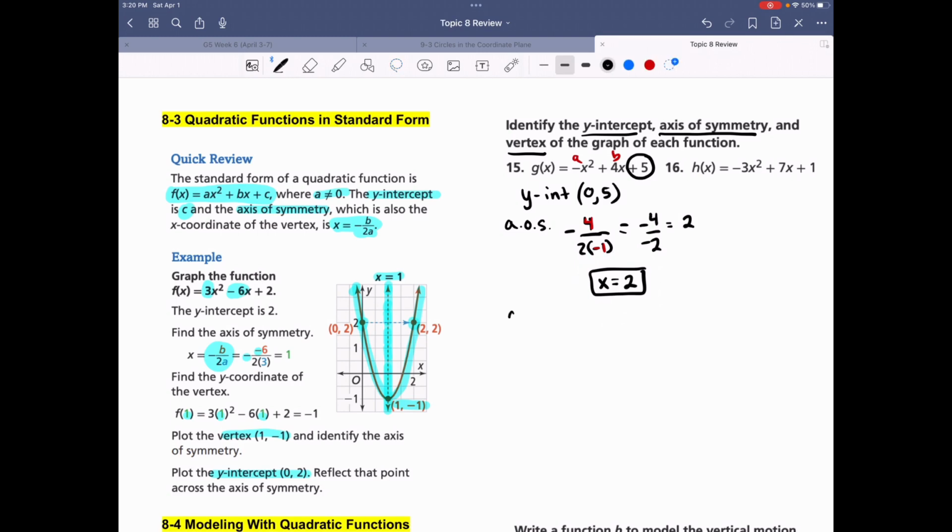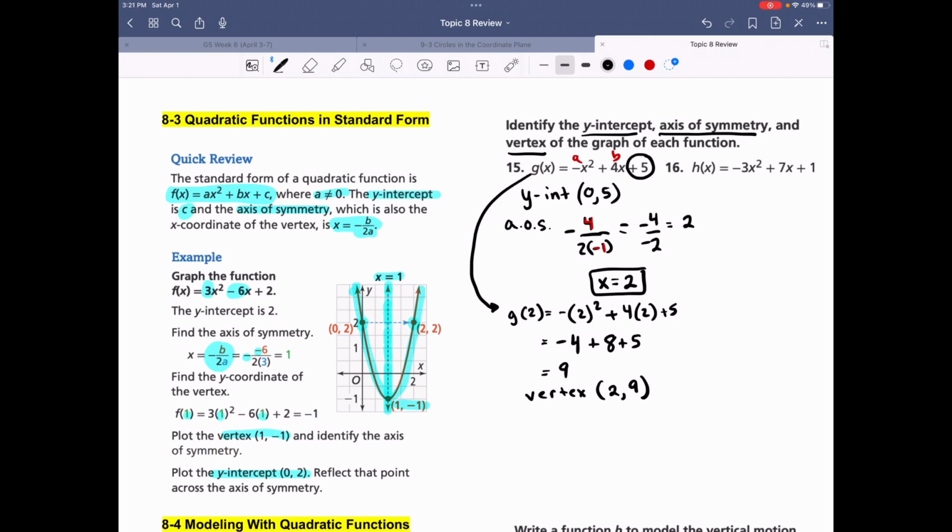When we plug that into the function, g of 2 equals -2 squared plus 4 times 2 plus 5. That's just from this equation. When we simplify it, we get 2 squared is 4, so -4 plus 4 times 2 is 8 plus 5. 13 minus 4 is 9. So our vertex is (2, 9), because we plugged in 2 and we got 9.